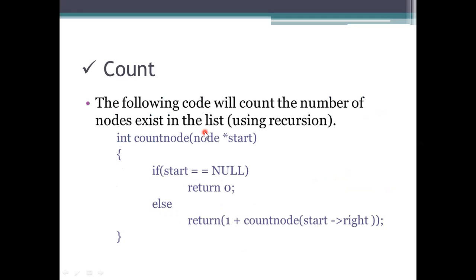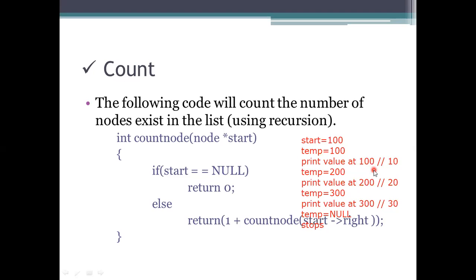Next one, count means how many elements are there. We need to write the count now. Let it be 3 values are there. Start is not equal to null. What happens here? It won't go for the if statement, it goes for the else statement. So return 1 plus count node of start's right.